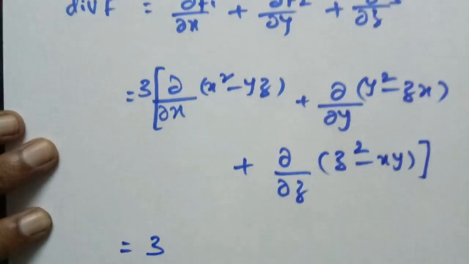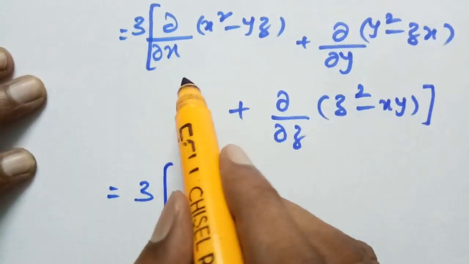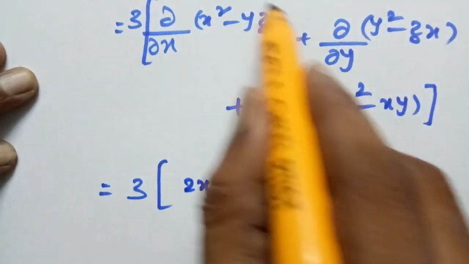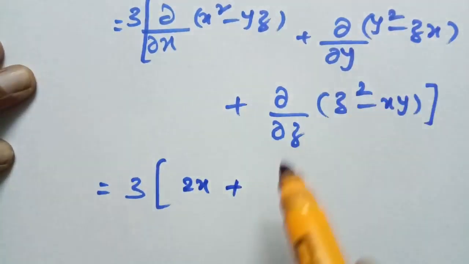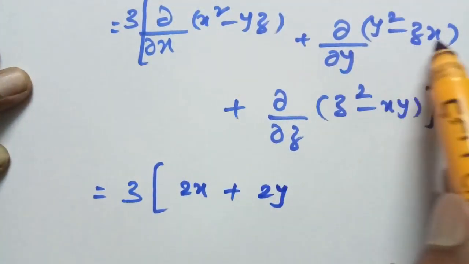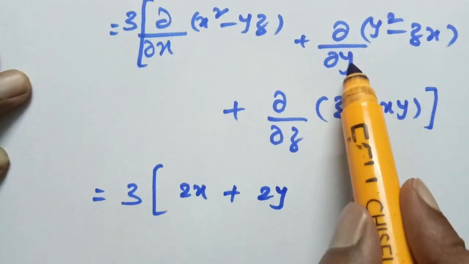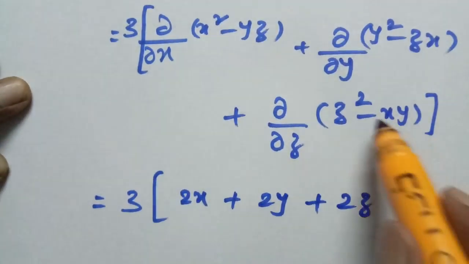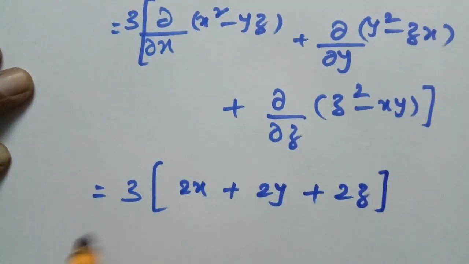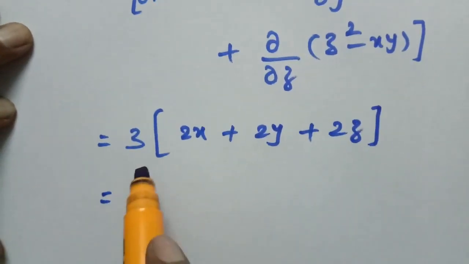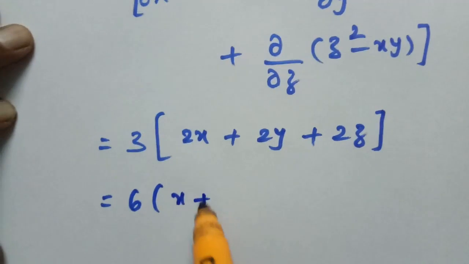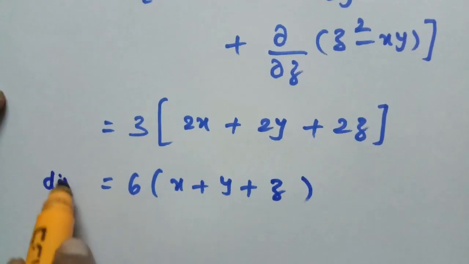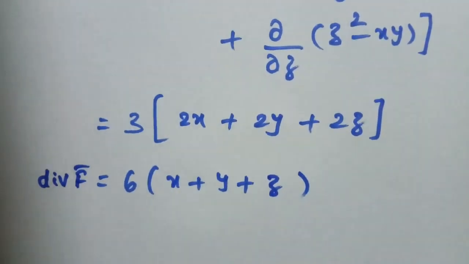Therefore, this can be written as 3 times the partial derivative of this with respect to x. So that is 2x, and the yz derivative is 0, plus the y square derivative 2y, the zx derivative is 0 since, for the partial derivative with respect to y, zx is constant, plus the z square derivative 2z and the xy derivative is 0. Therefore, this is equal to, 2 is again a common factor, 6 into (x plus y plus z). This is div F bar.